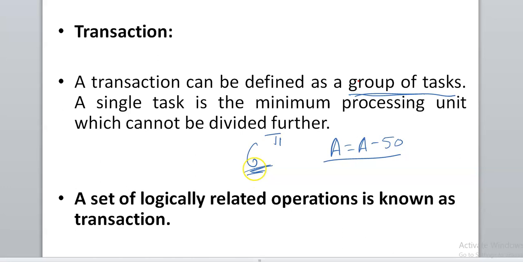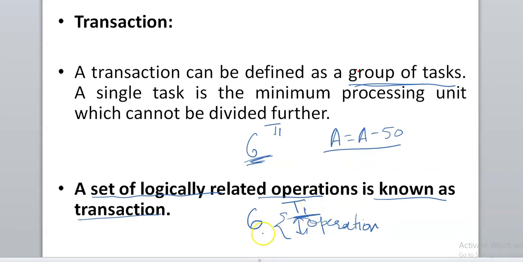So that is the meaning of transaction. A set of logically related operations is known as a transaction, right? Yes, there were 6 logically related operations for performing transaction T1. So as we have now understood, a transaction is nothing but a set of logically related operations. Many operations put together will make a transaction. So this was all about your transaction in DBMS.